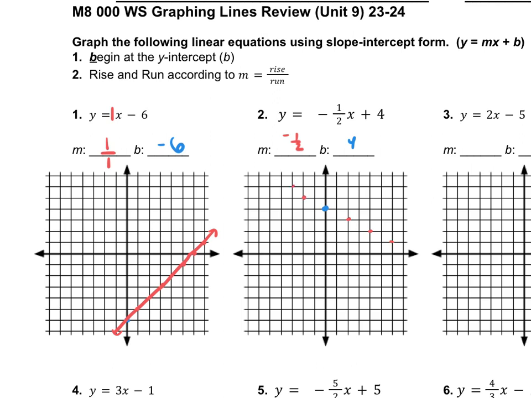Oops, that one was wrong. So I've got that. And so then I can go up 1, left 2. And so now I can connect with a line like this. So that's graphing using slope-intercept form.